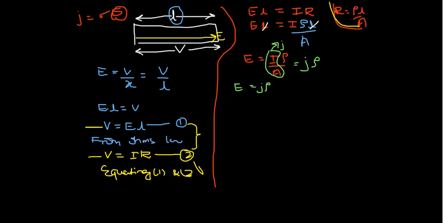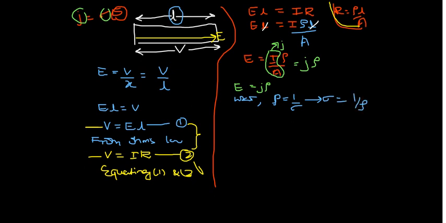Still, we are missing sigma. We got J, we got E, but we are missing sigma. We know that rho can be written as 1 by sigma, because the reciprocal of conductivity is resistivity, from the beginning of the session.